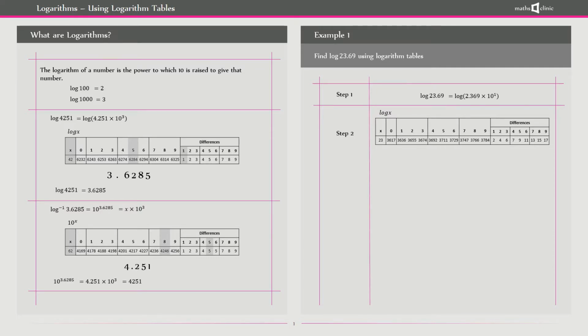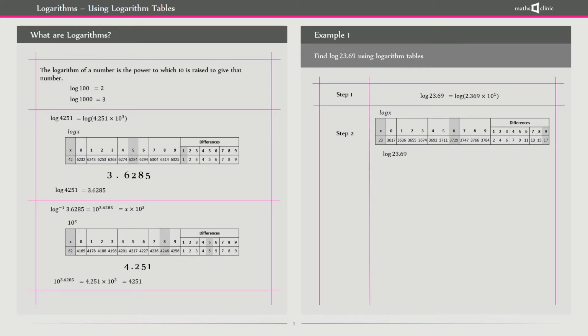So we have 2369, and what we're doing is going to find 23 under 6 difference 9. We already have 23 here, so 23 under 6 difference 9. Difference 9 in this case is 17, so we have 3729 plus 17, and that should give us 3746.